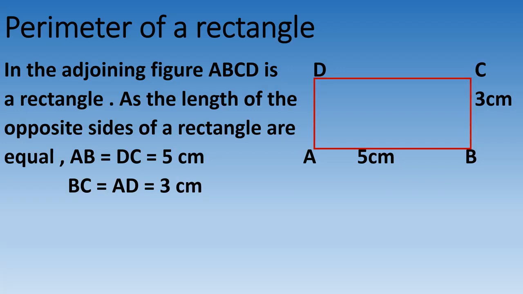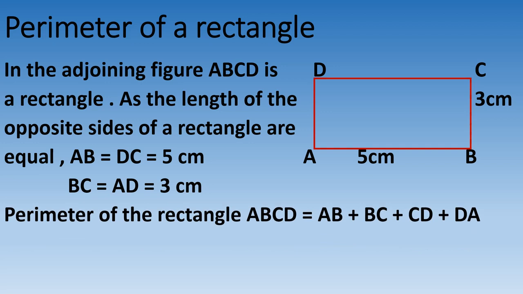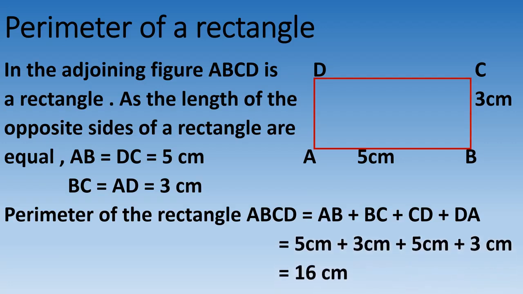So what is the perimeter of a rectangle ABCD? It is AB plus BC plus CD plus DA. What is the length of AB? It is 5 centimeter. BC equal to 3 centimeter. CD equal to 5 centimeter and DA equal to 3 centimeter. Add them all. You will get 16 centimeter. So perimeter of a rectangle ABCD equal to 16 centimeter.